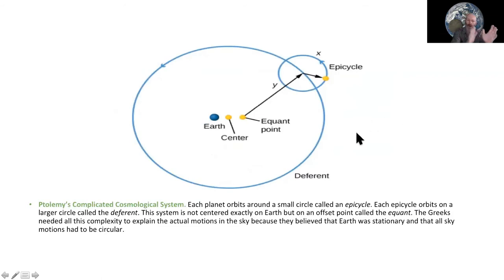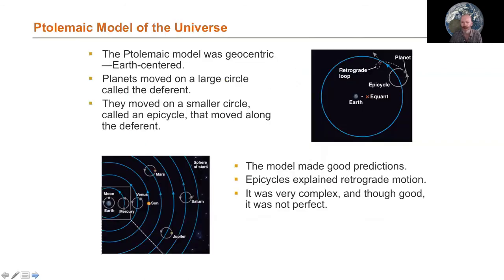So they had to move the Earth off center a little bit. And then they had to move the center of the loop-de-loop off a little bit. It's because they wanted everything to be in perfect circles, but nothing was actually going in perfect circles. But this explained okay. I'd give it an A- in terms of accuracy of explaining where the planets are. So this worked for about 1,500 years.